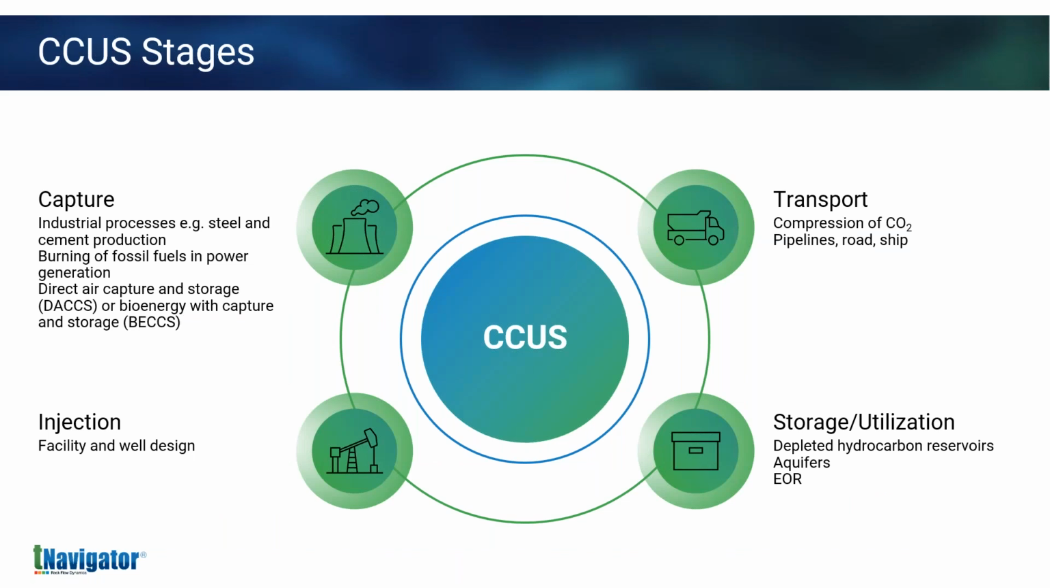So the different stages of CCUS: we have capture, and so this might be more from an industrial process, so steel and cement production plants, also power plants, and more advanced technologies like direct air capture. This is where we're capturing the CO2, and the aim is then to transport it and store it. So this could be transporting through pipelines, and then we're looking to store. Most of the environments we're looking to store in are either depleted hydrocarbons or aquifers. And we also already do, and are looking to continue to, enhance oil recovery by storing CO2 in the ground as with existing production. The final stage is also injection, so facility and well design.